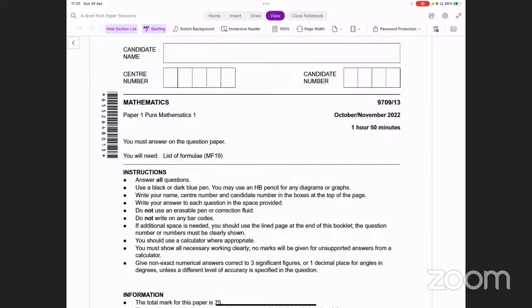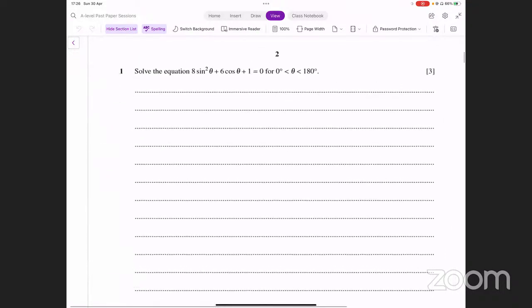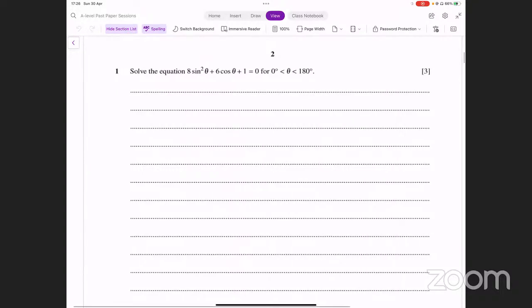Walaikum assalam, Saad. In this session, we will be doing October-November 2022, paper 1, variant 3. Let's begin with this. All right, so it says, first of all, solve this equation 8 sine square theta plus 6 cos theta plus 1 equals 0 for theta between 0 and 180 degrees. Now, how do we start with this?